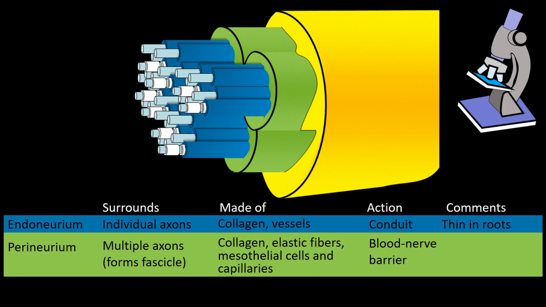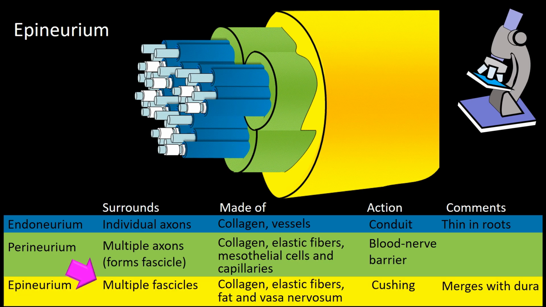The last structure we would identify is the epineurium. The epineurium wraps multiple fascicles. It is made of collagen, elastic fibers, fat, and fascia nervosum. Its action is to cushion the nerve from physical trauma, and it ultimately merges with the dura of the central nervous system.